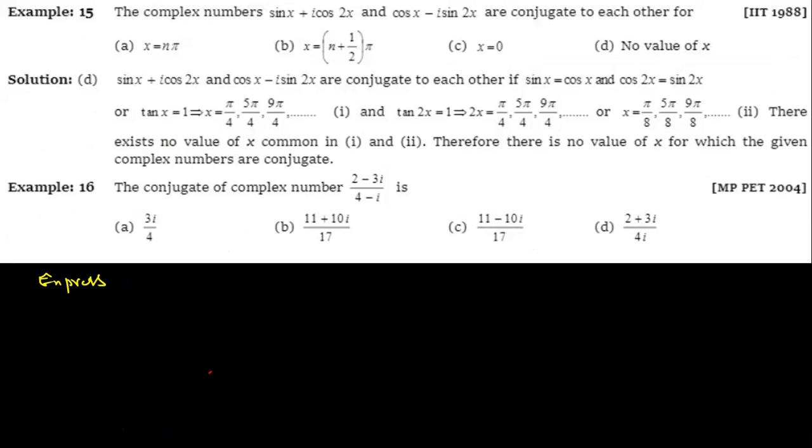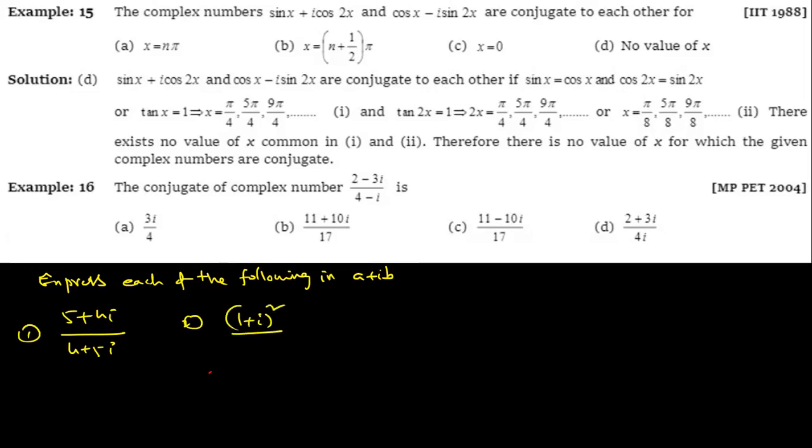Express each of the following in a plus ib. Anyone? Dear students, what is the value of this one? Question number 1: 5 plus 4i by 4 plus 5i. Question number 2: (1 plus i) whole square by 3 minus i. Question number 3: i power 592.